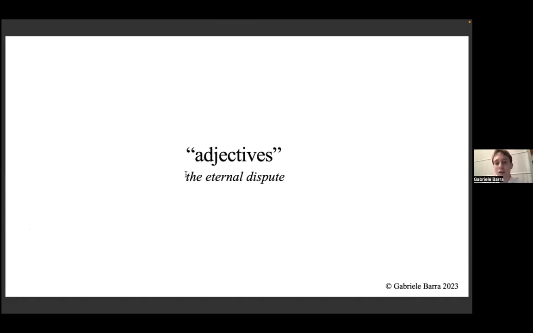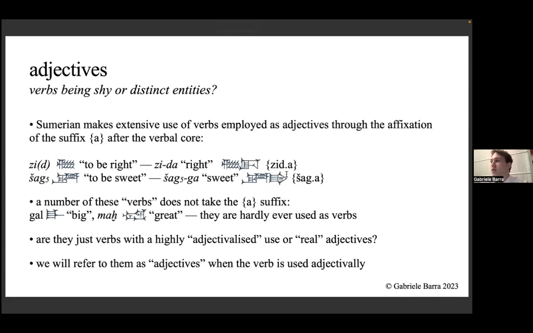That's why I call it the eternal dispute. I really wanted to include pictures of the most renowned Sumerologists fighting each other, but I guess that was not a good idea. But why is that? Because it's one of the areas of Sumerian grammar where we have the least consensus among Sumerologists. So some Sumerologists say Sumerian does not have adjectives. It has verbs that are used adjectively.